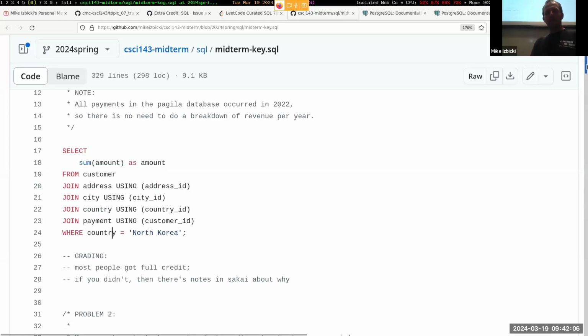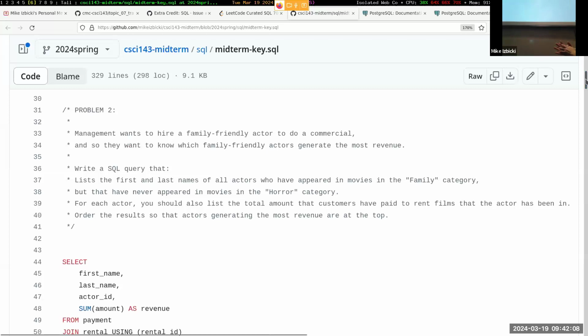Problem number 2 is one where a lot of people missed a lot of points. Again, in problem 2, we're hiring a family-friendly actor to do a commercial. So this part was the same as a homework problem where you wanted actors in the family category, but not in the horror category.